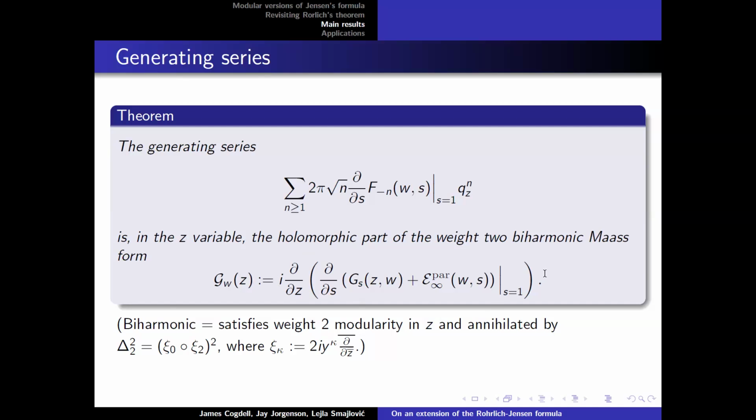Where by biharmonic, I mean that, of course, it satisfies weight 2 modularity in z and is annihilated by the weighted Laplacian delta 2, but squared. That's why bi. And delta 2 is just psi 0 composed with psi 2, where psi is the classical psi operator in the theory of modular forms.